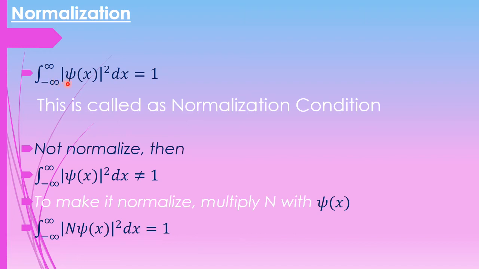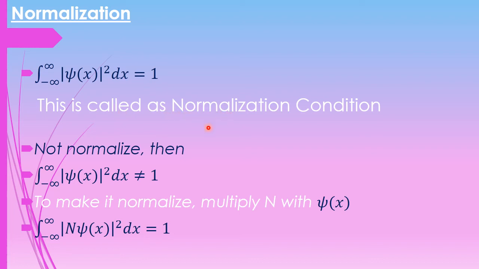So we know that for any event that occurs, the probability value will be 1. It cannot be less than 1. It cannot be greater than 1. It cannot be 0, or infinity. It should be equal to 1. So the integral from minus infinity to plus infinity of modulus psi of x squared dx is equal to 1. This is called the normalization condition.